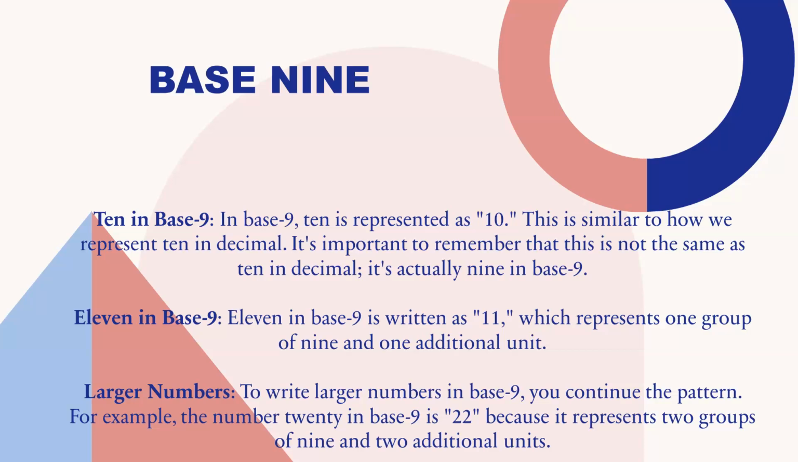So base 5, 0 to 4. Base 4, 0 to 3. Base 3, 0 to 2. Base 2, 0 to 1. There's nothing like base 1. If it's base 1, it means you're only going to look at 0. So it's from base 2 upwards.